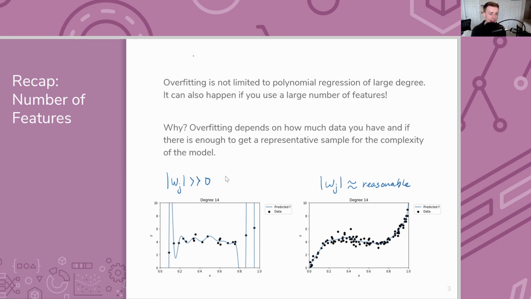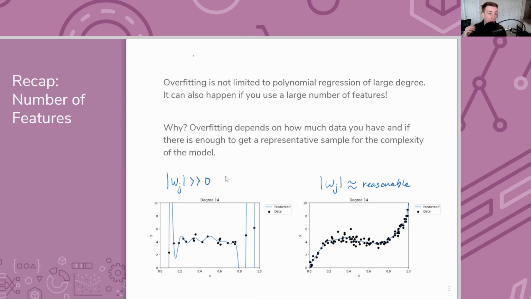But we also said this could happen if you just have a large number of features more generally. There's nothing special about polynomials. The more features you have in general, the more ability your model has to potentially overfit. So generally, more features can potentially lead to overfitting.